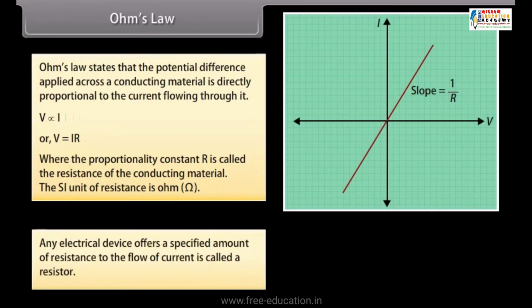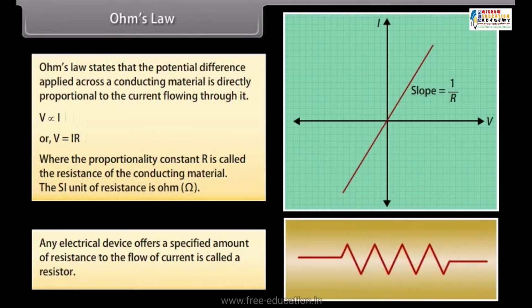Any electrical device that offers a specified amount of resistance to the flow of current is called a resistor. We represent a resistor by this symbol.